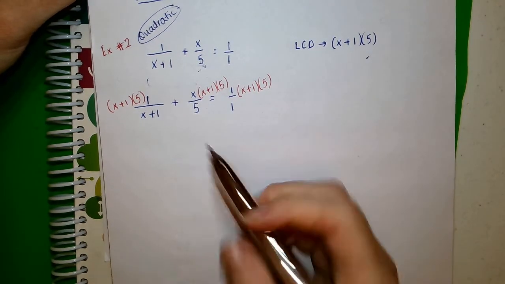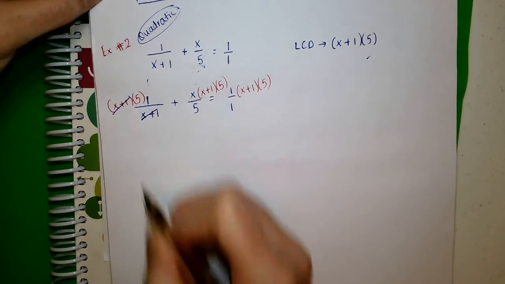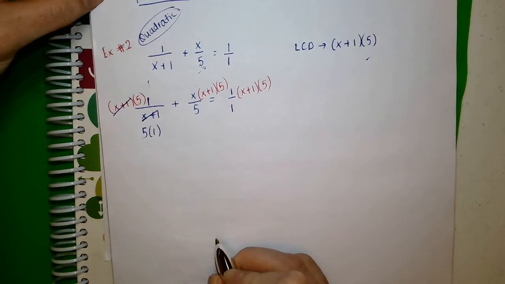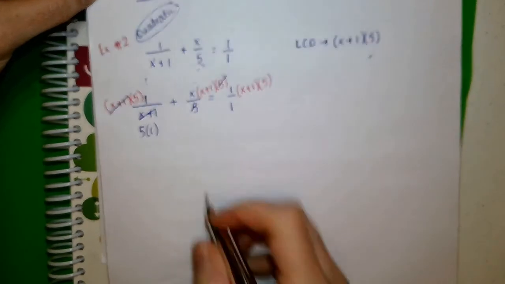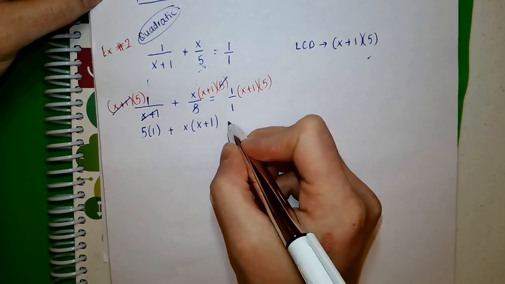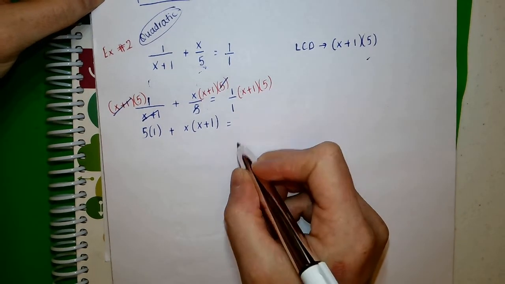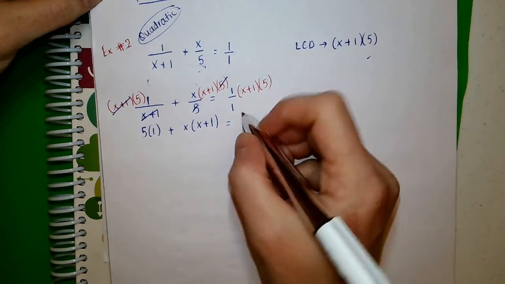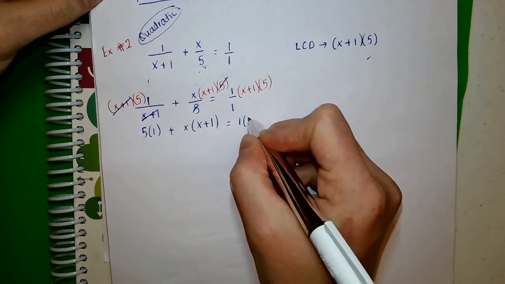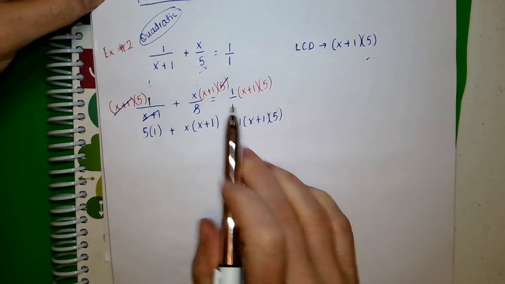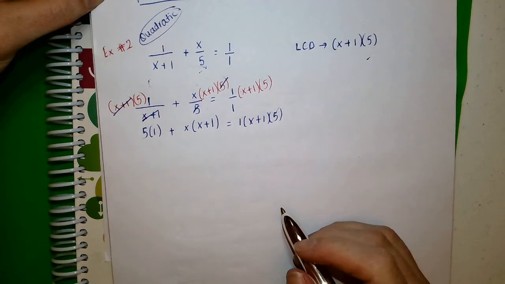As you can see here, this goes into this once, so you're left with 5 times 1. The 5 goes into the 5 once, so you're left with x times x plus 1. And over on this side, the 1 is irrelevant. Anything divided by 1 is just itself. So we're left with 1 times x plus 1 times 5. And division by 1 won't make a difference to the answer.